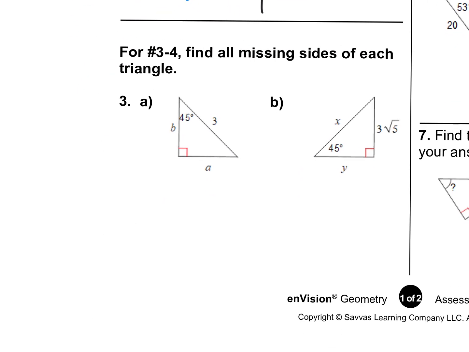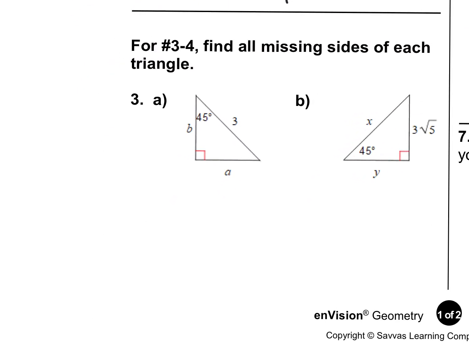Number 3 and 4, we are finding the missing side lengths of triangles. What should pop out to you on these? 45. Yeah. Am I going to give you this diagram? Unfortunately, no. This is something you have to memorize. So I have 45, 45, 90. What do I know about those?